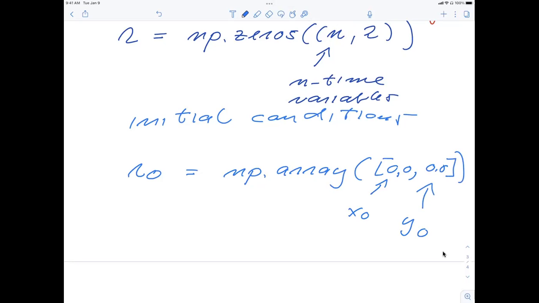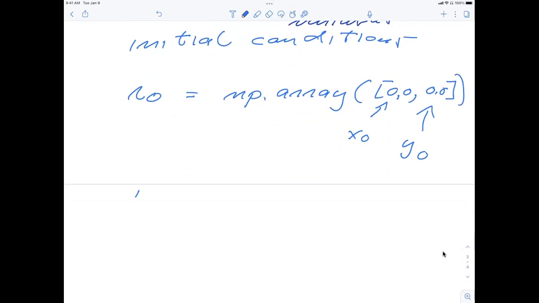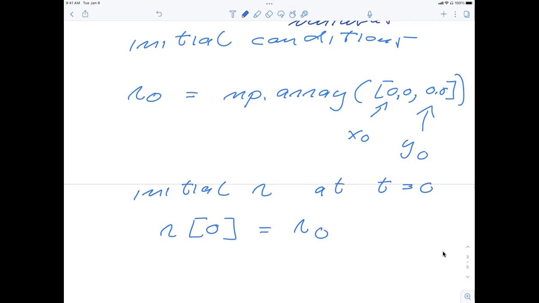Then you could now initialize the vector, or actually the matrix R at t equal 0. And then you could simply write it out like R of 0, the first element in time, because then you suppress all the other notation, and you would simply write this as equal to R0.